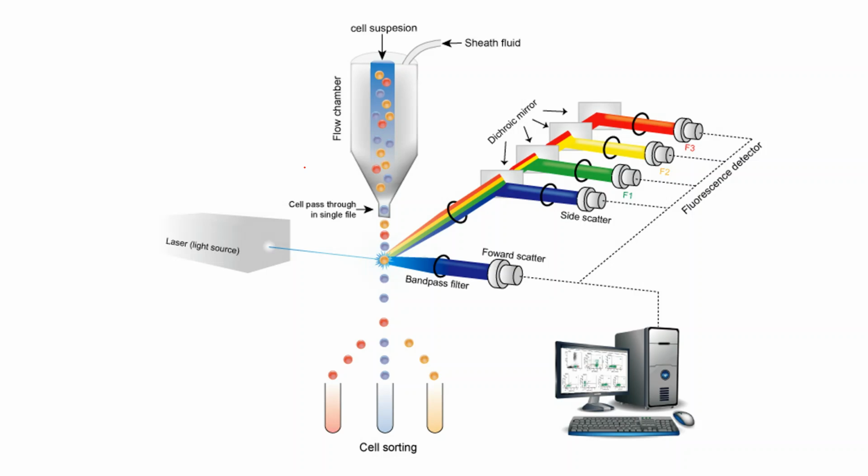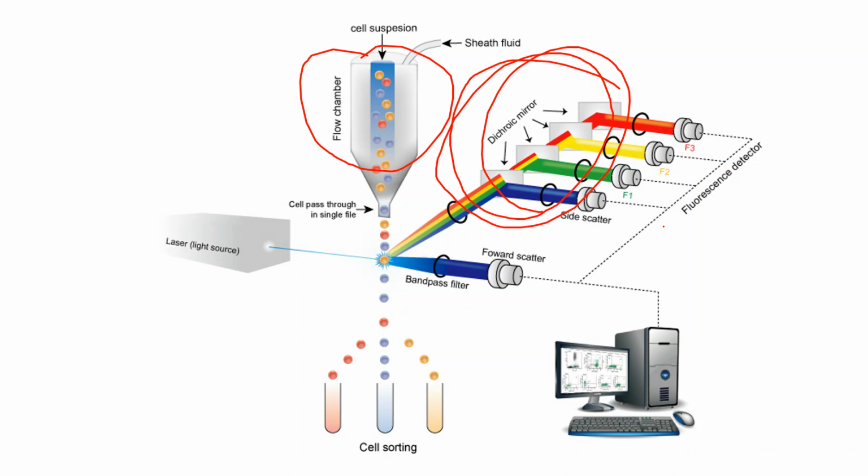Now we can sort the cells, we can see the cells, we can see the cell cycle, we can do cell death assays, and we can do a variety of assays through this machine, but it's very costly. In this machine there is a flow chamber, and there are different dichroic mirrors, and those dichroic mirrors are attached to the fluorescence detectors.